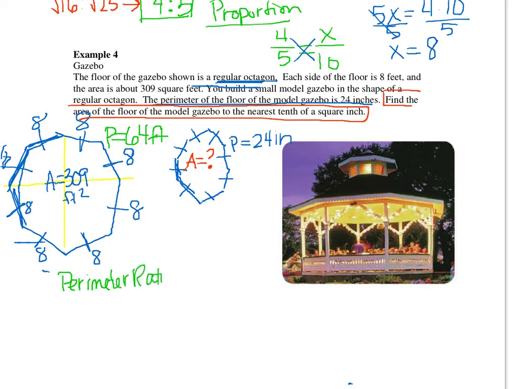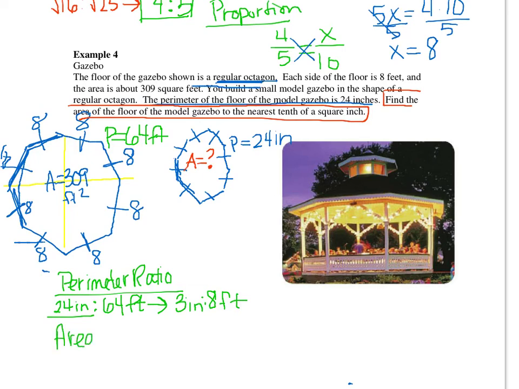So we can write a perimeter ratio. Now I know my units are different, but it can still work out. So my perimeter ratio would be 24 inches to 64 feet. And if I reduce that, that would give me 3 inches for every 8 feet. You can do that by putting 24 divided by 64 in your calculator and then changing it to a fraction. It'll give you 3/8. So that's 3 inches to every 8 feet. Now that's my perimeter ratio.